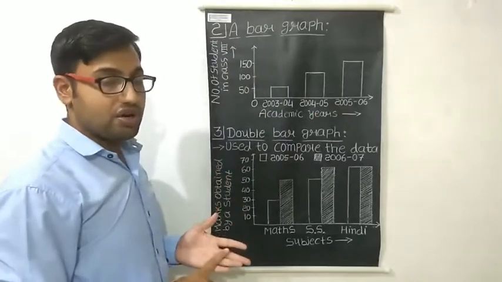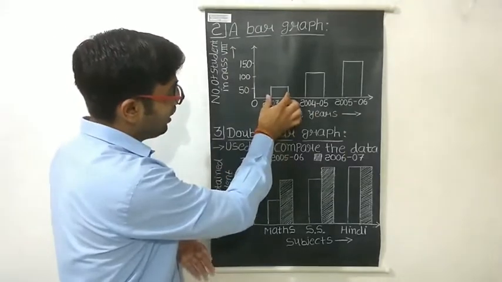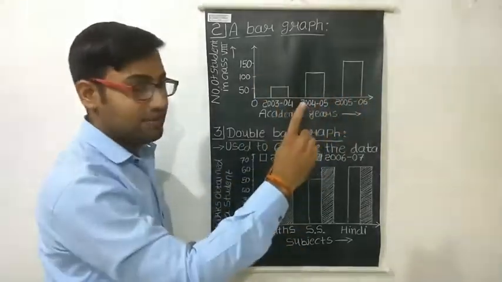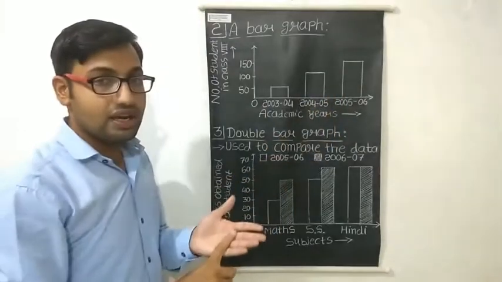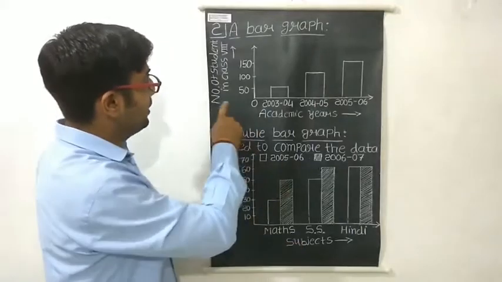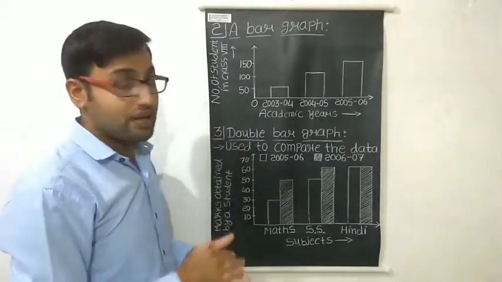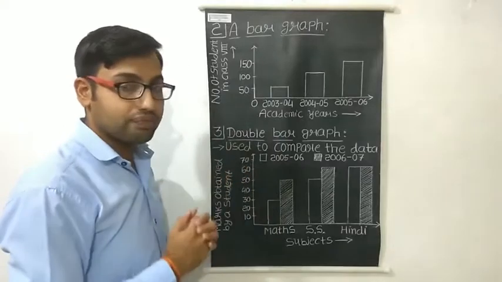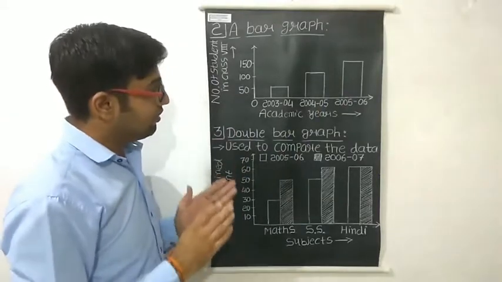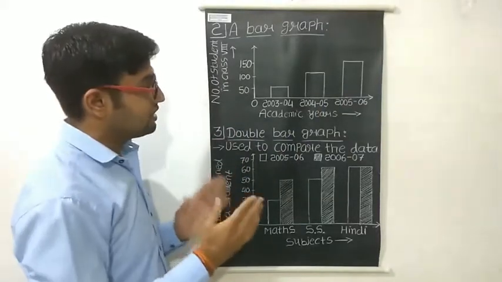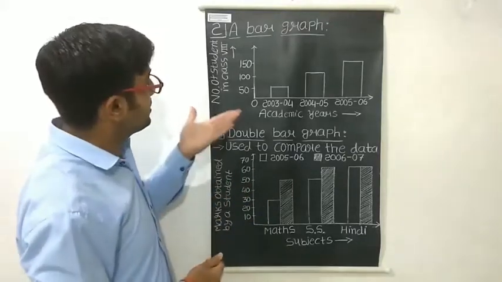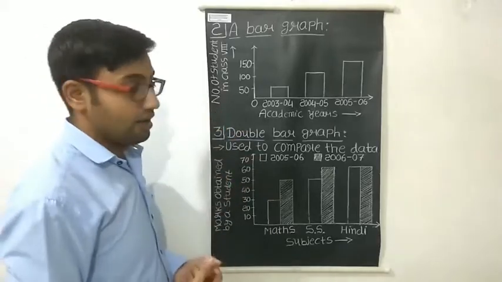One important thing about a bar graph is that the width of all the bars will remain the same. If we have taken this as 1 centimeter, then all the bars will have the same width. The height will be different according to the data. The height may be different, but the width will be the same. Also, the gap between two bars will remain the same. We cannot change the gap, or we cannot change the width, right? So this is the second type that we have studied, a bar graph.